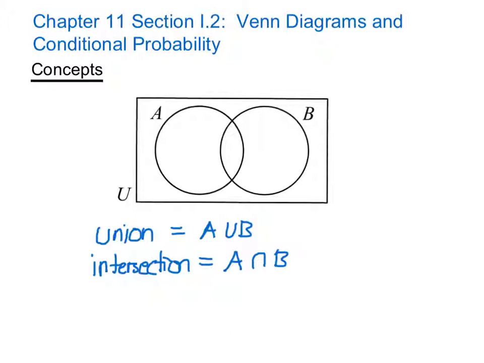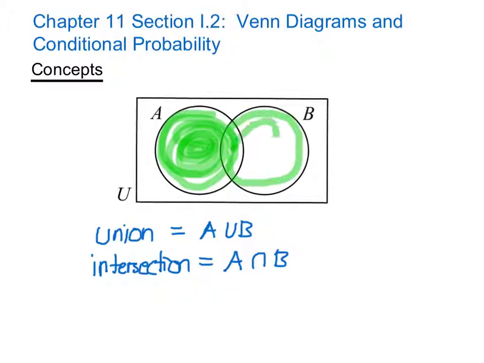Also remember that on a Venn diagram, the union is the green shaded area, right? It's anything that is within the two circles. And the intersection is where the two circles overlap. So where the purple shading is.